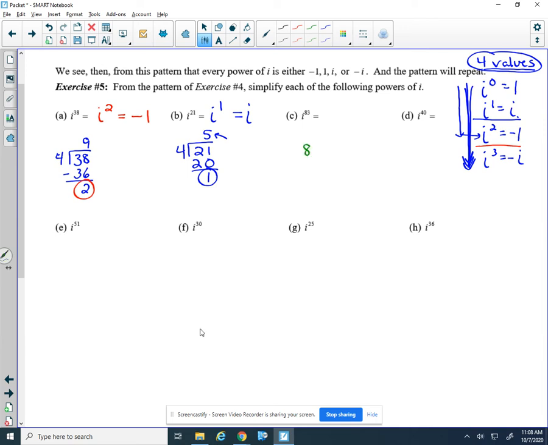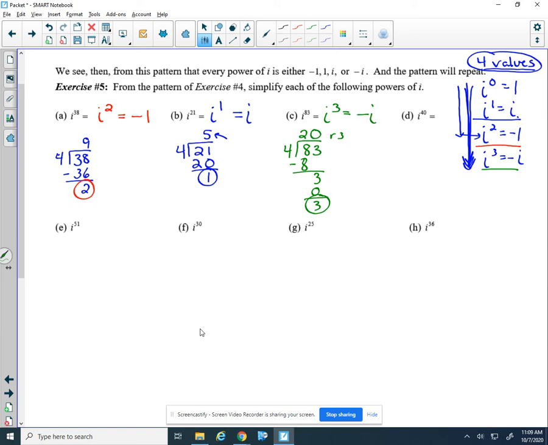So we'll do 2 more together. 83 divided by 4, that goes in, 4 goes into the 8 twice. When we subtract, I just have 3 left. 4 goes into 3 0 times. So my remainder here is 3, and I can write it here as a remainder, but really I'm just looking down at this number. So i to the 83rd equals i cubed, which equals negative i.